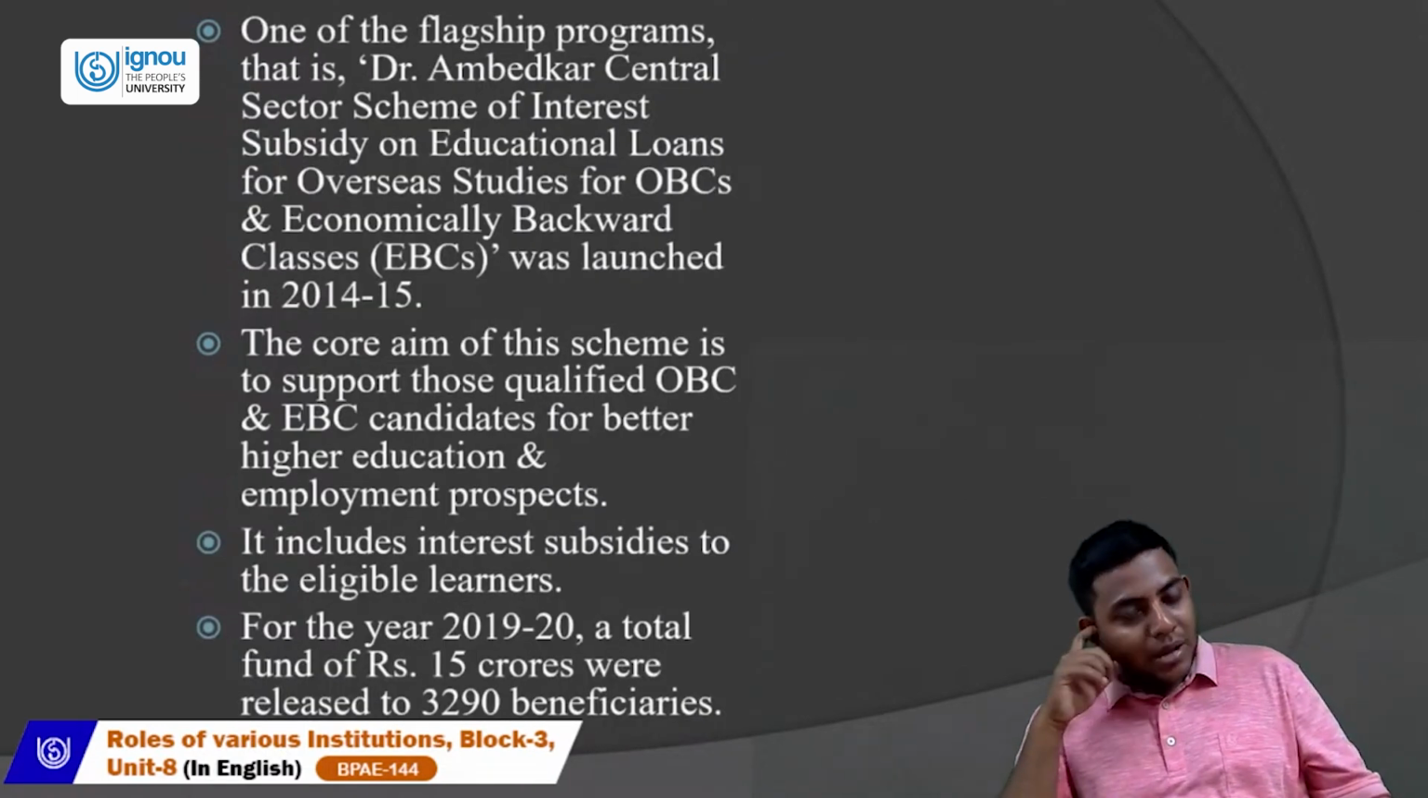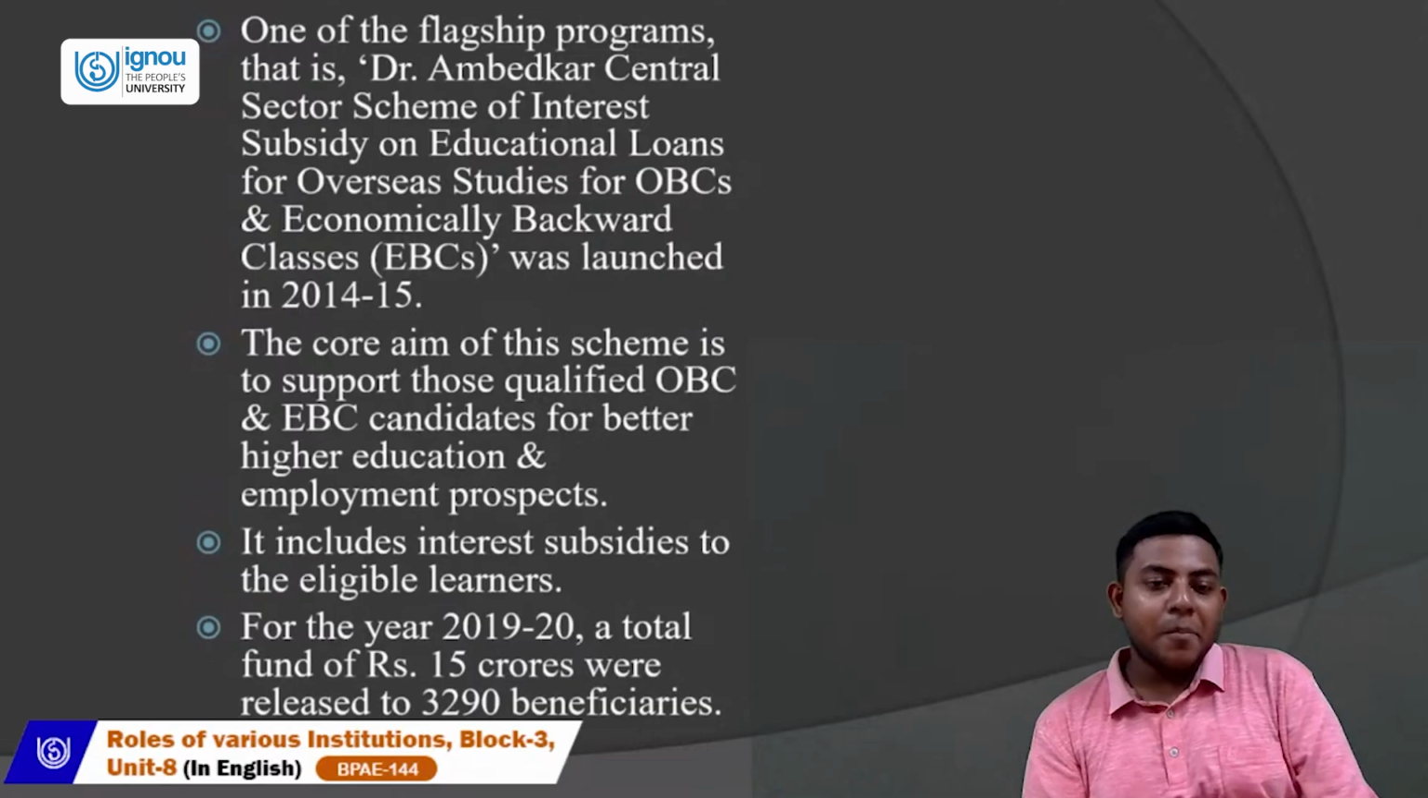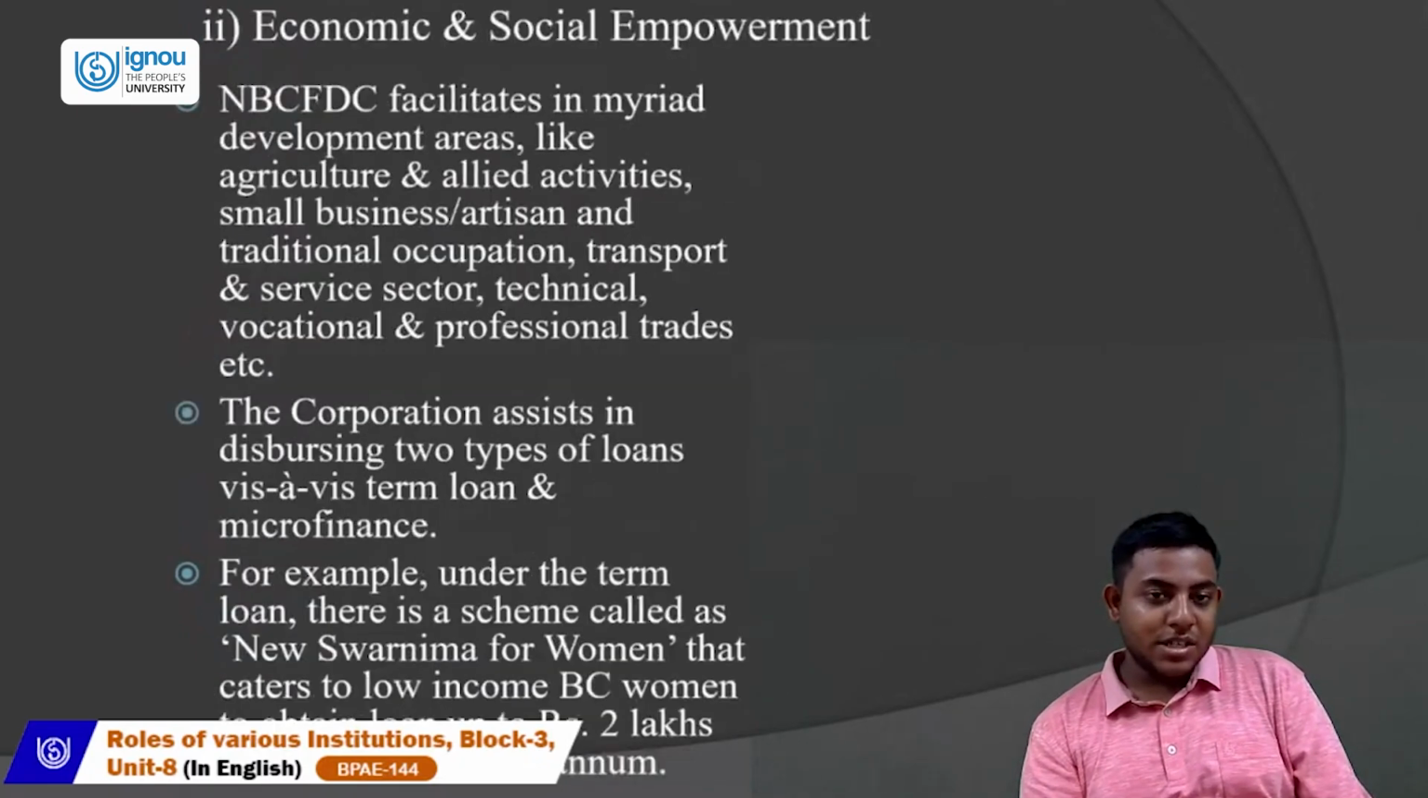One of the flagship programs is the Dr. Ambedkar Central Sector Scheme of Interest Subsidy on educational loans for overseas studies for other backward classes and economically backward classes, EBCs, launched in 2014-15. The core aim of this scheme is to support qualified OBC and EBC candidates for better and higher education and employment prospects. It includes interest subsidies to the eligible learners. For the year 2019-20, a total fund of rupees 15 crores was released to 3,290 beneficiaries.